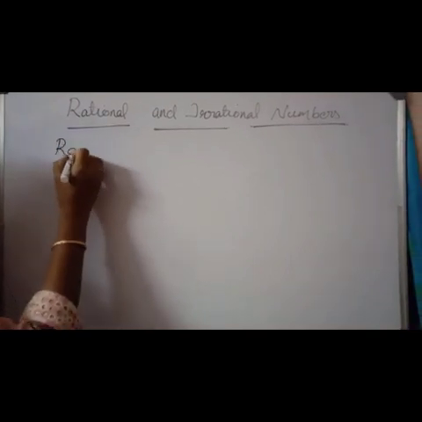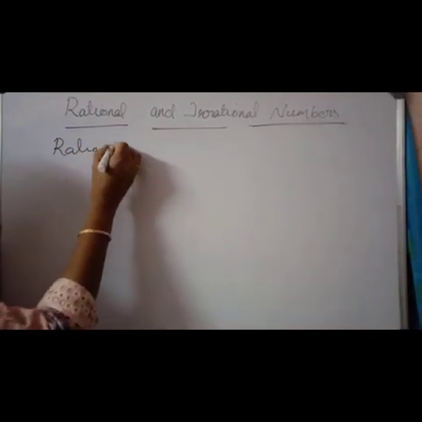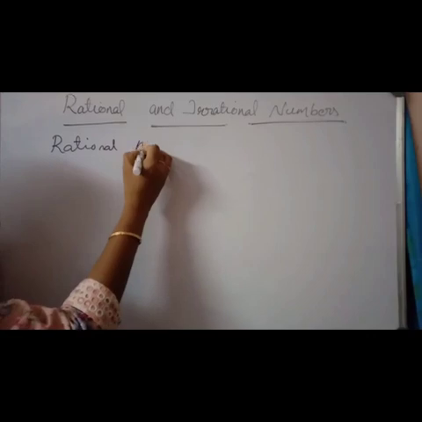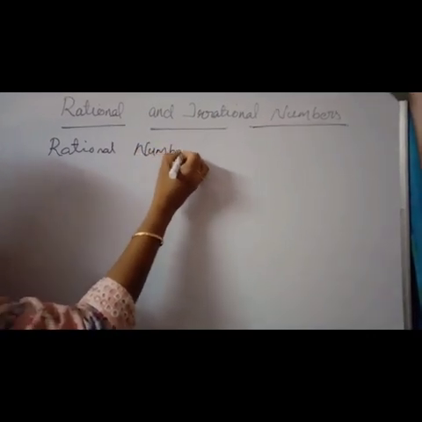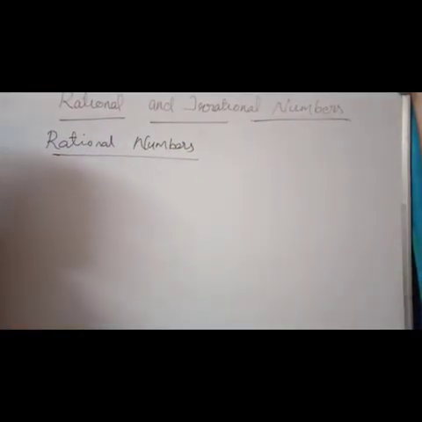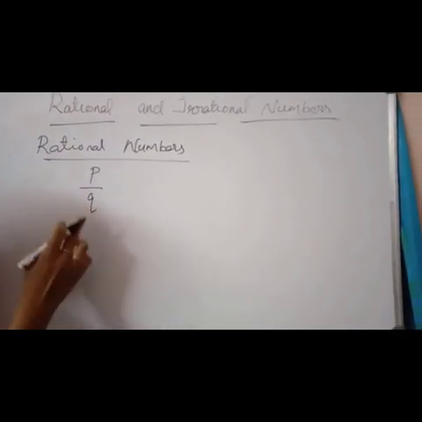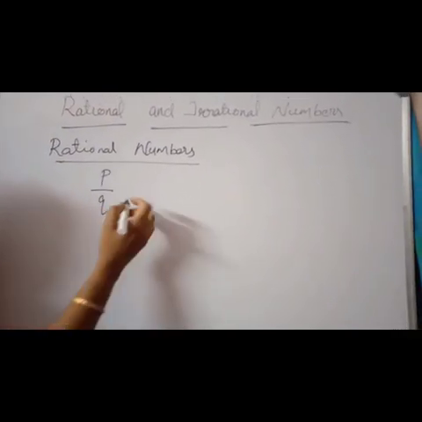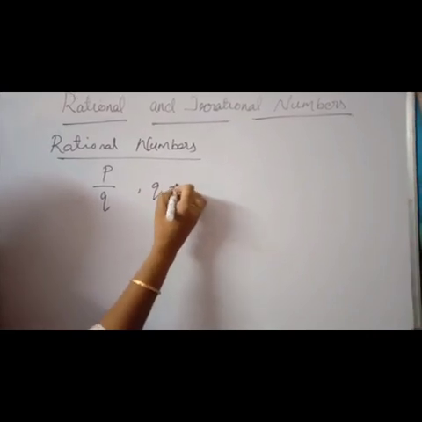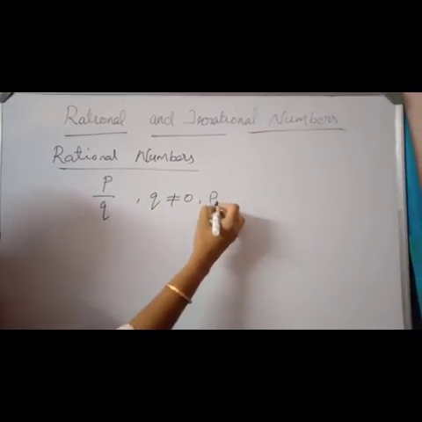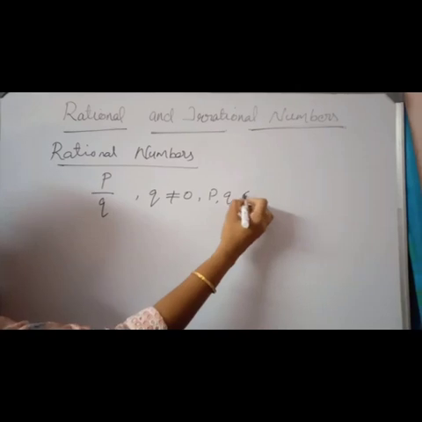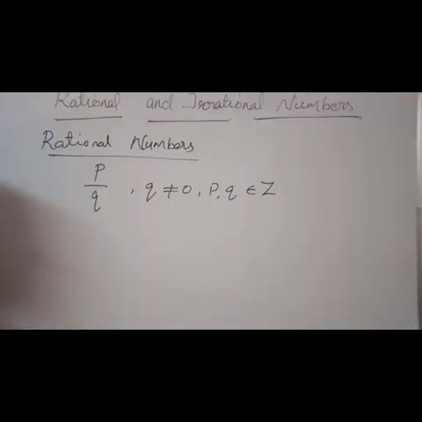Now let's have a look at rational and irrational numbers. What are rational numbers? The numbers which can be expressed in the form p by q, where q is not equal to 0 and p, q belong to the set of integers.